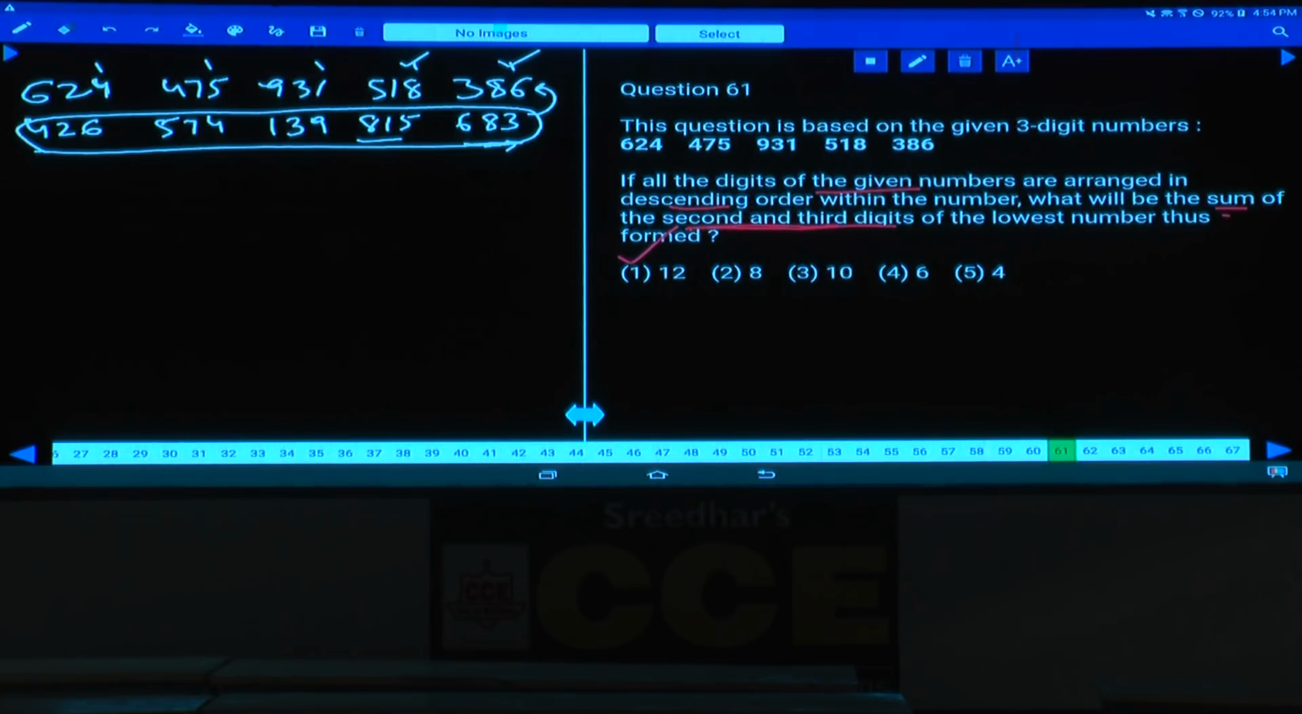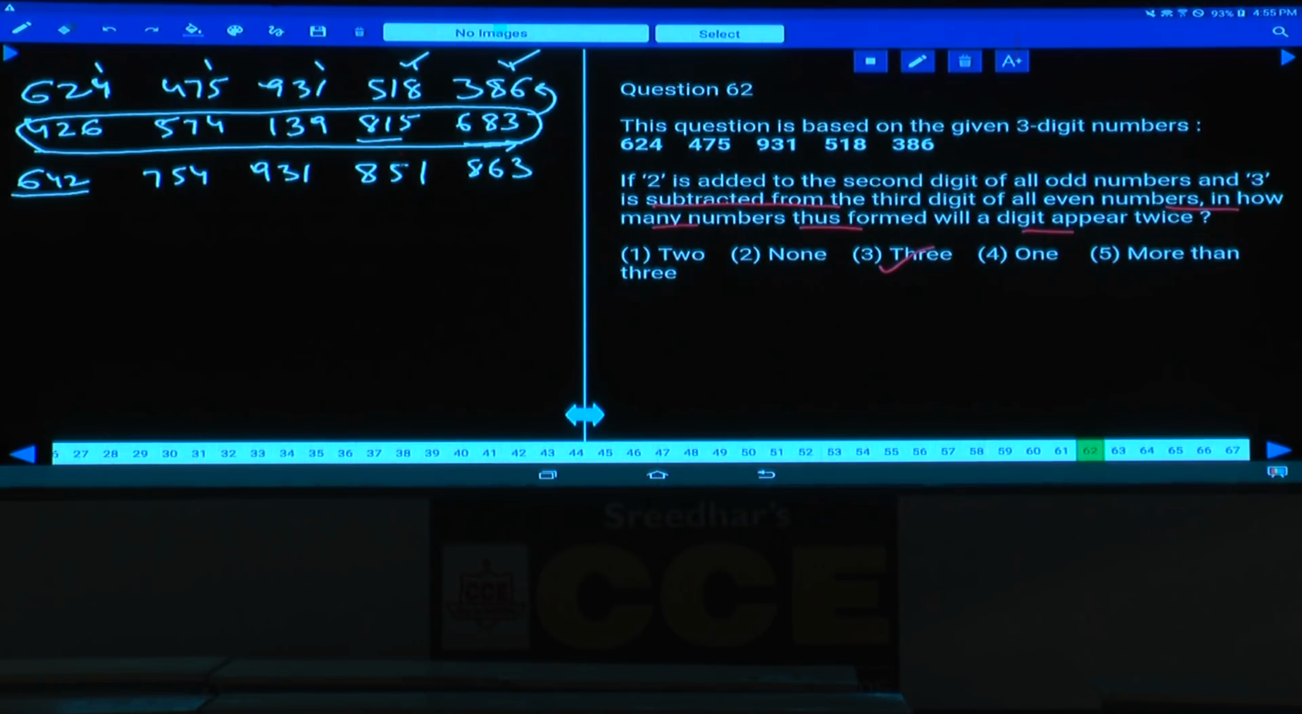Then question number 61. If all the digits of the given numbers are arranged in the descending order, the numbers will be 642, this will be 754, here it will be 931 as it is, and this is 851 and 863. Now this is how all the digits are arranged in the descending order. Then what will be the sum of the second and the third digits of the lowest number? Tell me what is the lowest number here? 642. And the second and the third digits, what are those two digits? 4 and 2. 4 plus 2 is 6, that is choice 4.